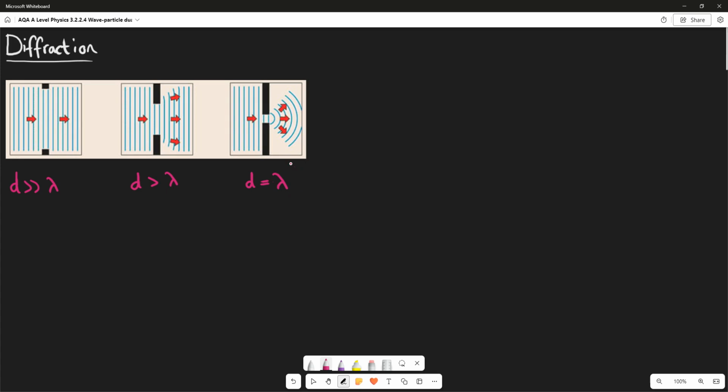Please note that diffraction is a property of wave behaviour. Only waves can diffract. A particle that's approaching this gap would either pass through or not pass through. A particle would either hit the wall or it would pass through the gap. So we would not see this spreading out if we were dealing with particles.